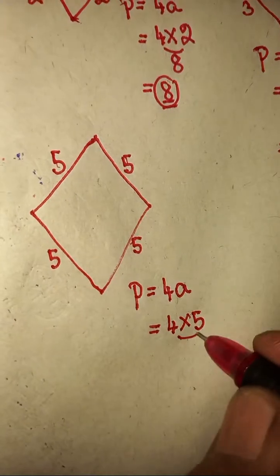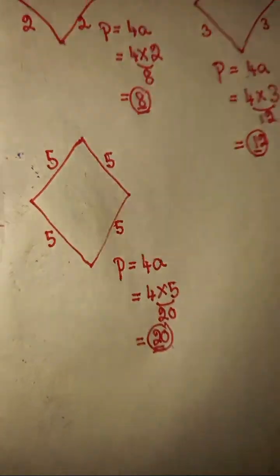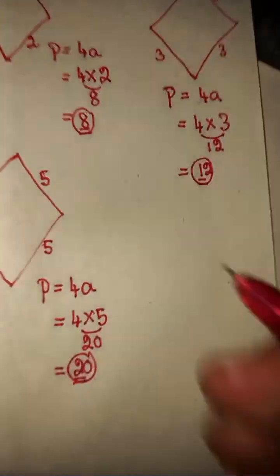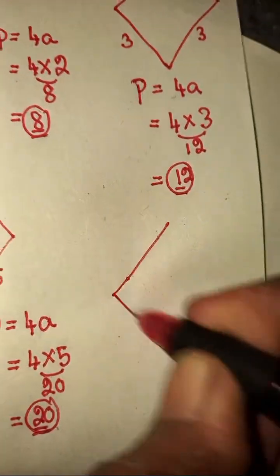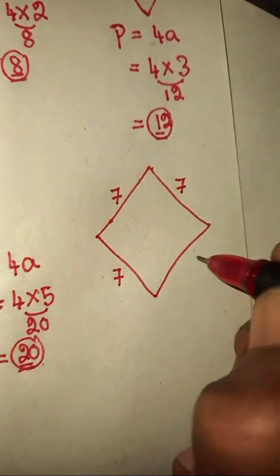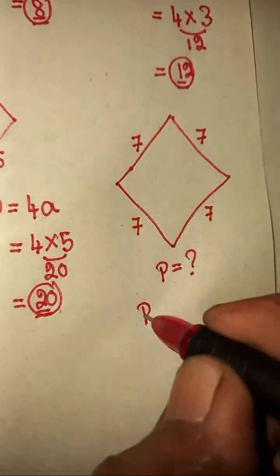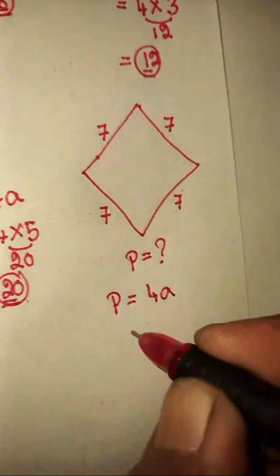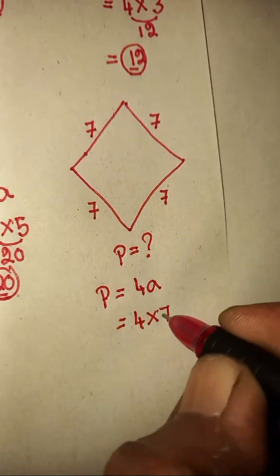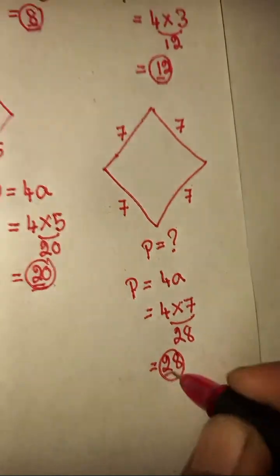This 4 times of 5 becomes 20, and this becomes 20 units. And another one, a rhombus, here they have given all sides as 7 units. Here also you can find out what's the perimeter. This perimeter is 4 times of side length, that is 4 times of 7, which is 28 units. So the 28 units is the perimeter.